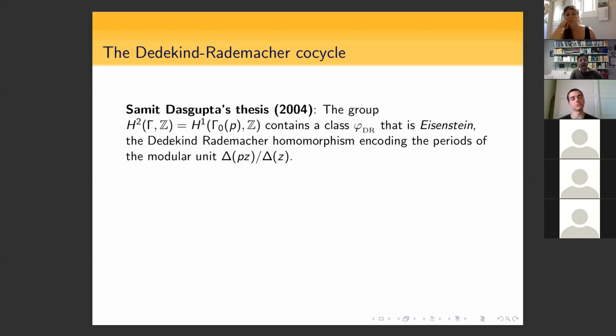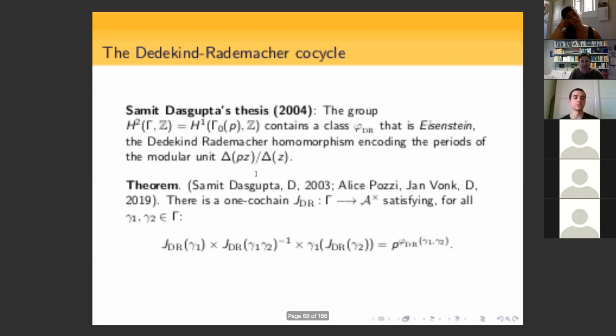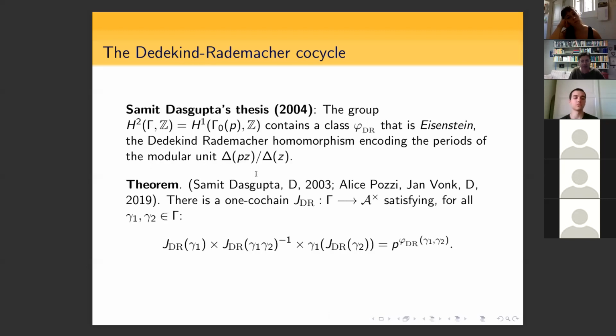And this Dedekind-Rademacher homomorphism just encodes the periods of a modular unit, delta of Pz over delta of z. So this is a modular function, a modular form of weight 0 if you want, on gamma naught of p, and its logarithmic derivative gives us this Eisenstein series of weight 2 on gamma naught of p. And its periods, the extent to which its logarithm fails to be invariant under gamma, is given by this Dedekind-Rademacher homomorphism, which I call phi sub Dedekind-Rademacher.